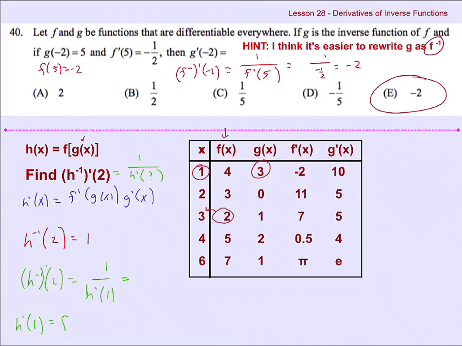h prime of 1 is f prime of g of 1 times g prime of 1. And we'll do some evaluating here. g of 1 is 3. g prime of 1 is 10. And f prime of 3 is 7. So we have 7 times 10, which is 70. And so that's going to go into the denominator of our derivative of our answer.